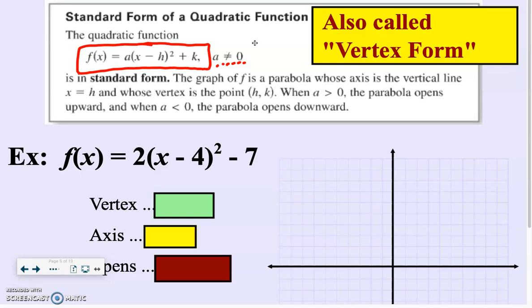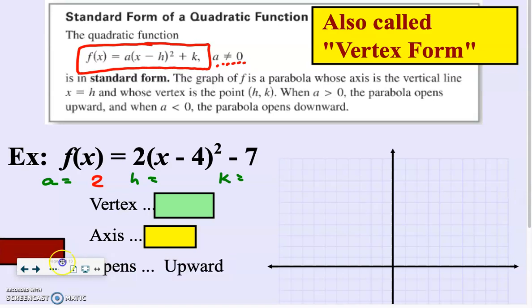Negative, it's opening downward. So if we're looking at this example, f of x is equal to 2 times the quantity x minus 4 squared minus 7. Before we start to unveil where the vertex, axis, and direction that we're opening, let's first identify a, h, and k. What are you going to tell me a is equivalent to here, please? A is 2. That's positive, so which direction are we going to be opening? Just like your parent function, it's going to be opening upward.